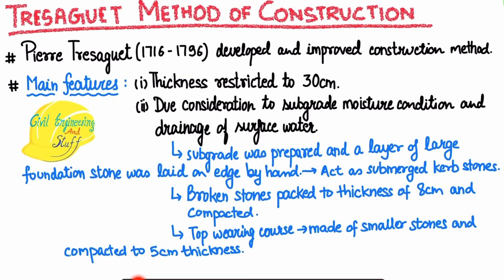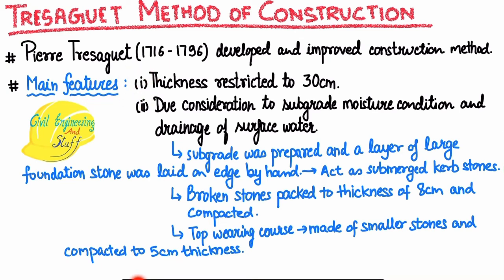The next benchmark in the pavement construction was the road designed by Pierre Trésaguet. In his construction method, he improved the overall way in which the road has to be constructed, and basically all the drawbacks or limitations in the Roman roads were covered in this method of road construction. There were certain important points or main features attached to this construction method.